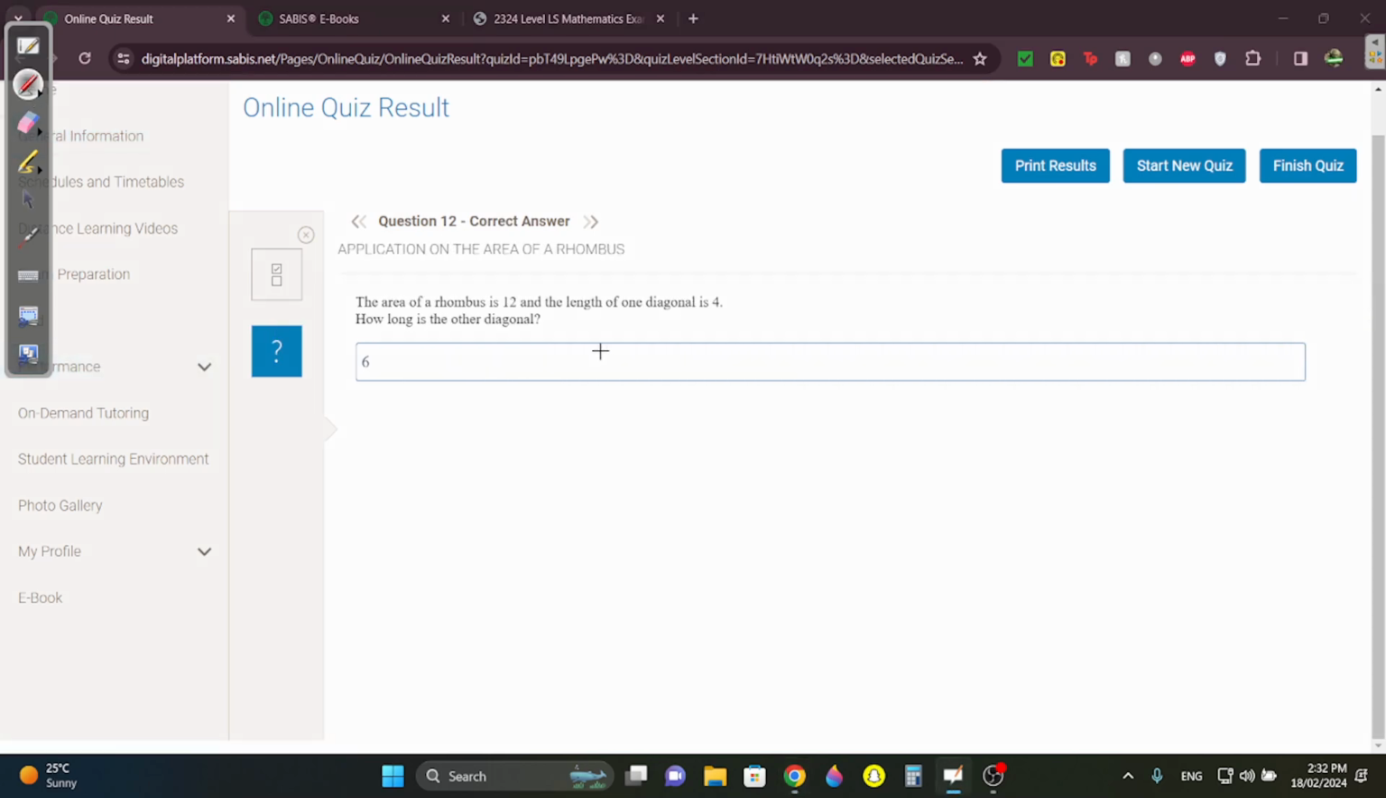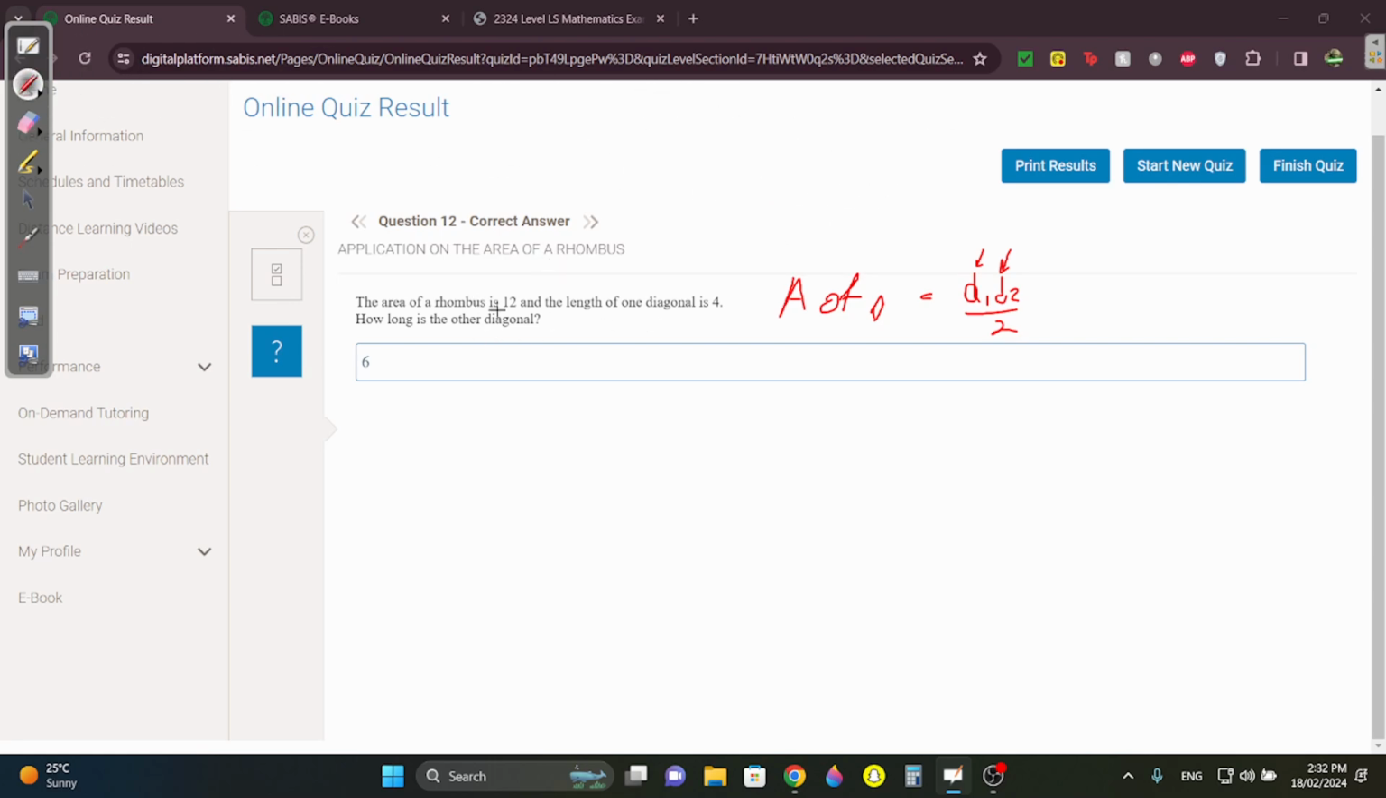Question 12. The area of a rhombus is 12 and the length of one diagonal. Okay, again, area of rhombus. I'll give you the shape. Area of rhombus is equal to d1 d2 over 2. What does this mean? Diagonal 1 times diagonal 2 over 2. So if I give you a rhombus like this, this is diagonal 1, let's say d1, this is diagonal 2, I call it d2. The area is actually d1 d2 over 2.